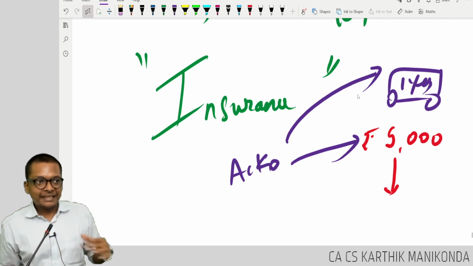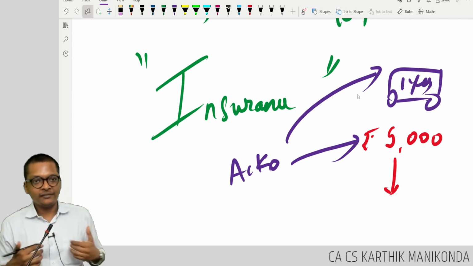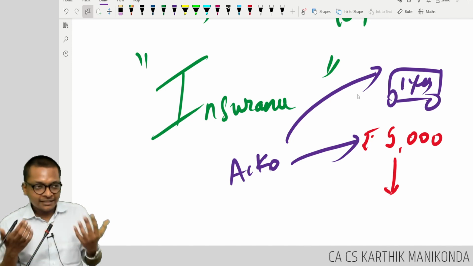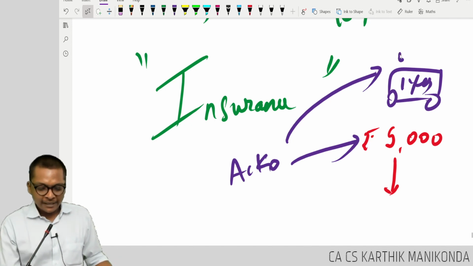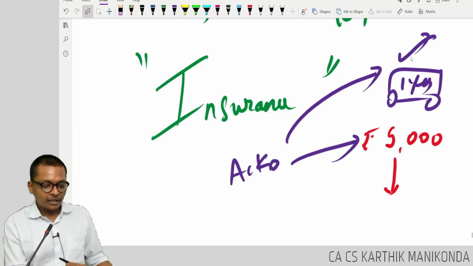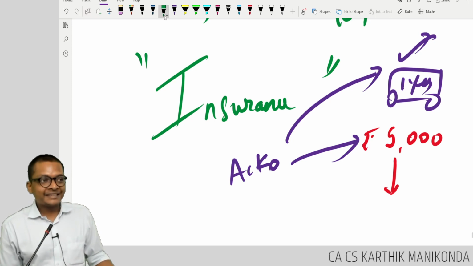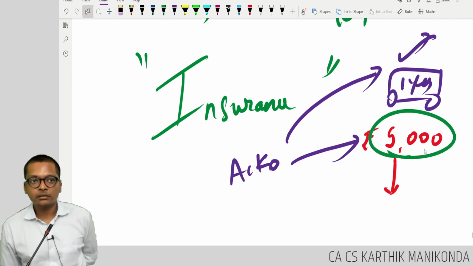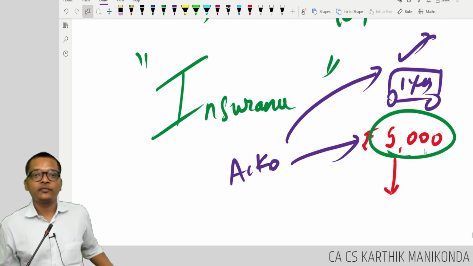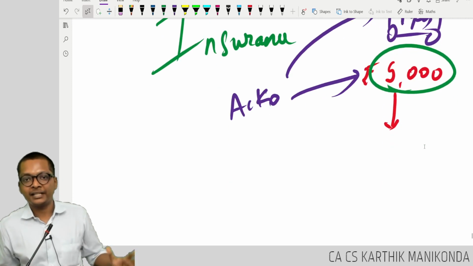Correct? For the full 1 year, we don't want an accident. Damage never took place. So my bike is perfect. Now what will happen? Nothing will happen. Will I get this 5,000 back? No. This is the contract of insurance, or in other words, this is a contract of indemnity.